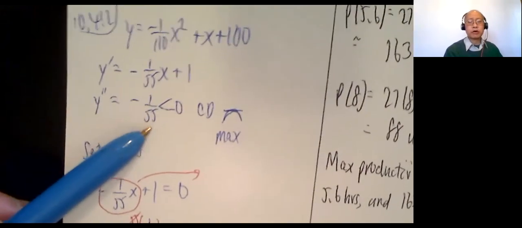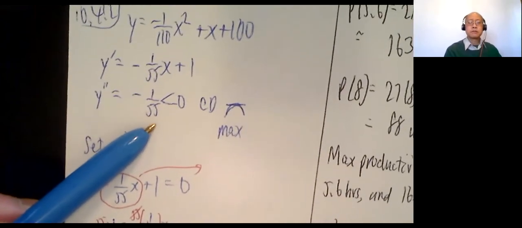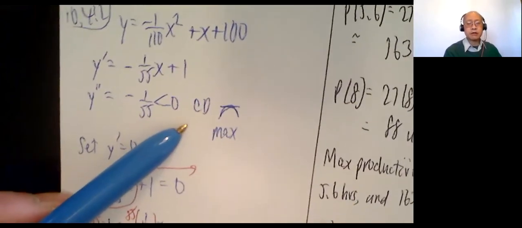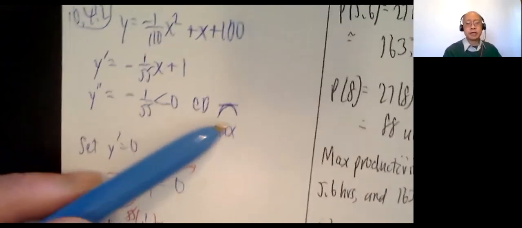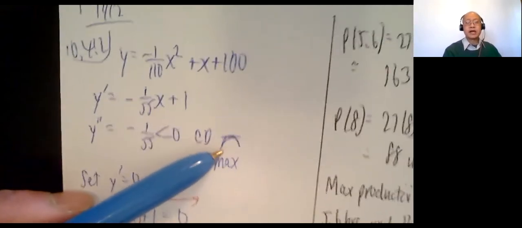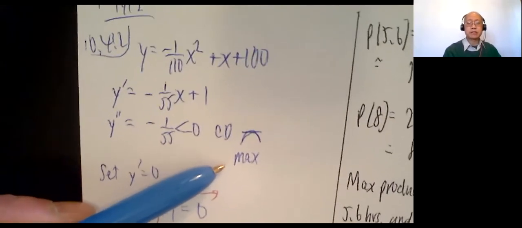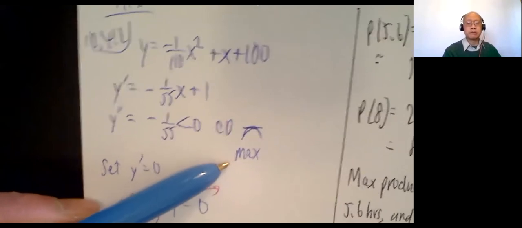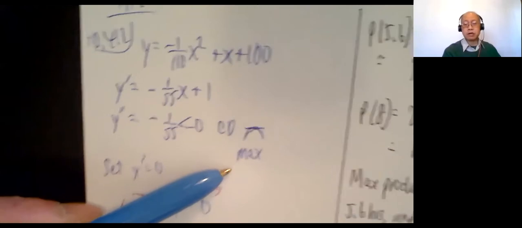The second derivative is negative 1 over 55. That is less than 0. Less than 0 means concave down, which means I will have a maximum. And again, am I looking for a maximum? Yes, I am looking for a maximum. Again, it's always going to be that way. If the book asks you to look for a maximum, it'll come out to be a maximum. They're not going to trick you. If it's supposed to be a minimum, it'll come out to be a minimum, and I won't do that to you either.